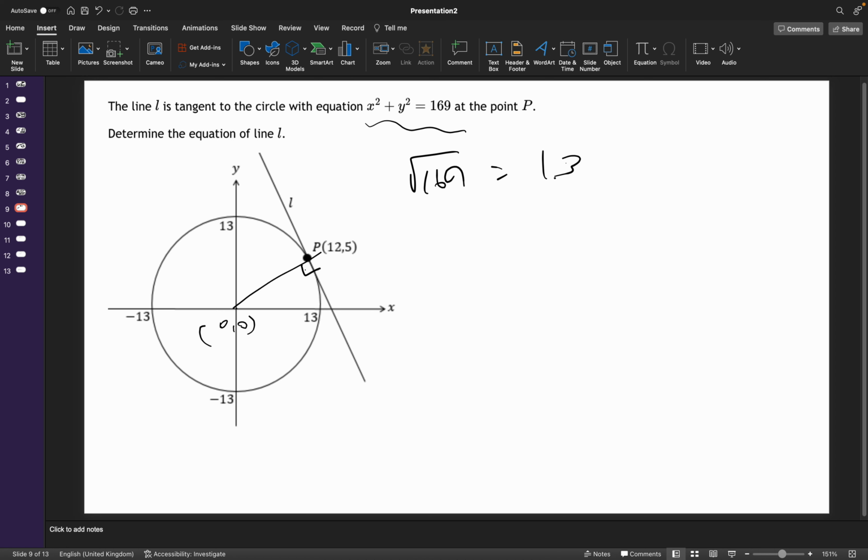So root 169 is going to be 13, right? Because remember, this is going to be r squared. So if you root that answer, that's going to get rid of the square, giving us a radius. So the radius of the circle is 13. That means this distance is 13.